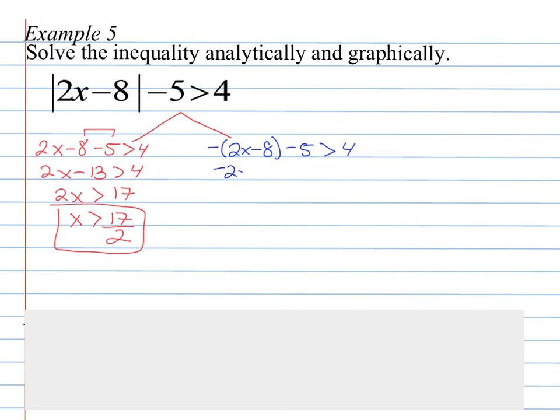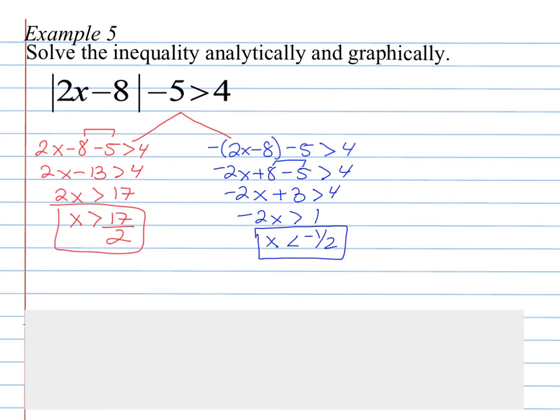Then I'm going to do my negative solution. So we're going to have -2x, positive 8, minus 5 is greater than 4. Combine my like terms. I have -2x plus 3 is greater than 4. Subtract the 3 from both sides, and I should get 1. Divide both sides by -2, and I'm going to get x is less than -1/2, because I'm dividing both sides by a negative, so my inequality symbol changes.